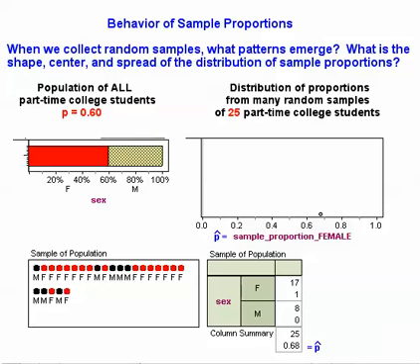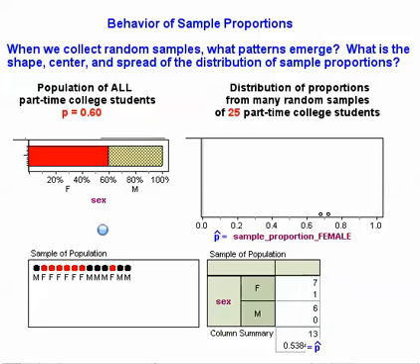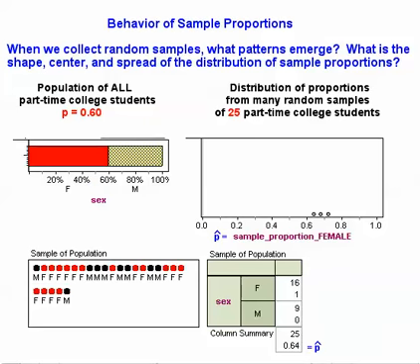Let's collect a second random sample and see what happens. This time we got 18 out of 25 of the students being female, which is a sample proportion of 0.72. We see that graphed here. Let's collect another random sample. We see this time we got 0.64. 16 of the 25 randomly selected students are female.